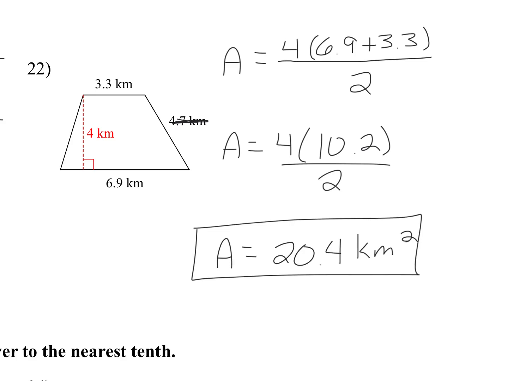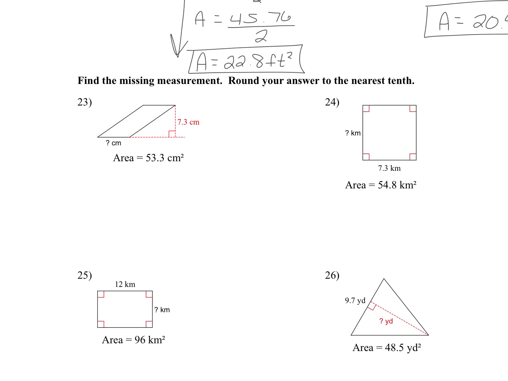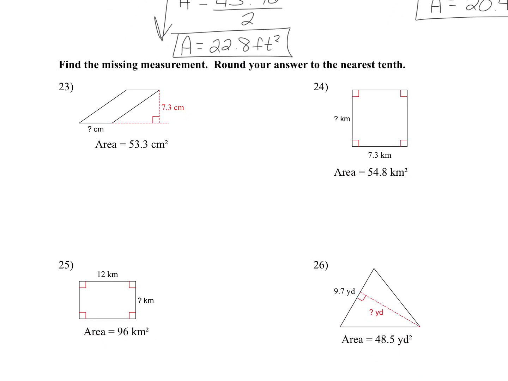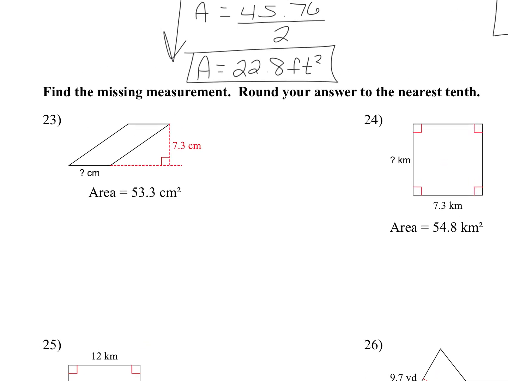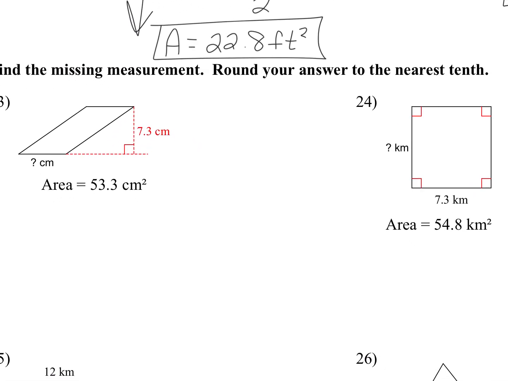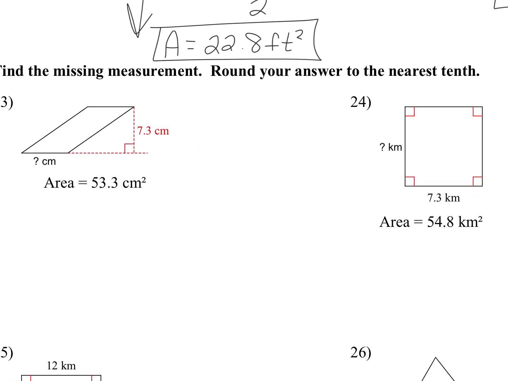Questions on any of the area formulas we went over? Okay? All right. What do you notice about these next set of directions? Yeah, you're given the area. You have to find the missing piece now. What do you still use? Still use the formulas. So ask yourself, what shape is it on 23? It's a parallelogram. What's the formula? Base times height. If you didn't know, where do you look? Formula sheet. Now, plug in what you know.